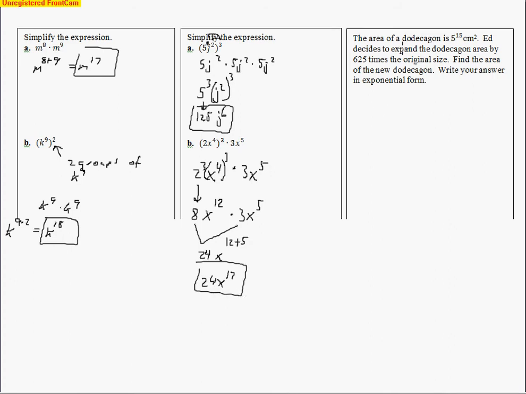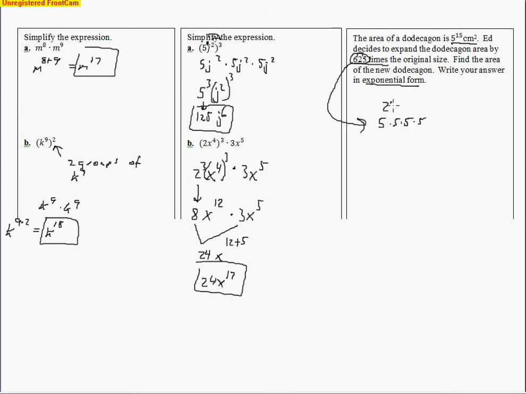Well, this next one says a dodecagon is 5 to the 15th centimeters squared. Ed decides to expand the dodecagon by an area of 625 times the original size. Find the area of the new dodecagon. They want us to write it in exponential form. So we're going to take this 625 and we're going to rewrite that using exponents. And so I see that 625 is 5 times 5 times 5.